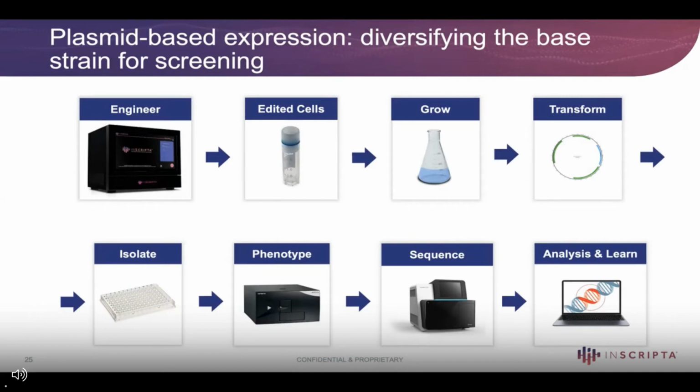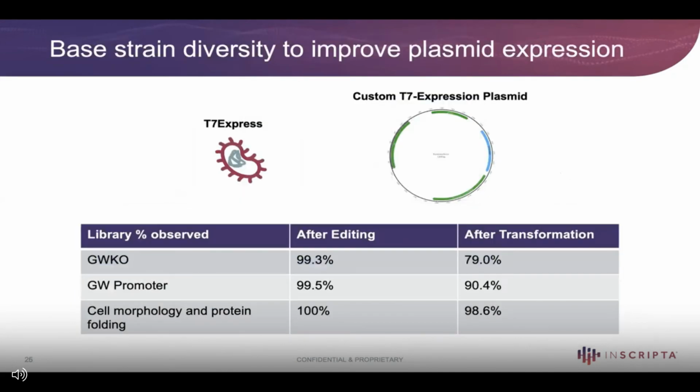And that transformation is then carrying along with it the expression cassette of the gene of interest. We isolate that out into individual colonies, phenotype in a similar way on a plate-based reader, and then use sequencing, both Illumina as well as Oxford Nanopore sequencing, to identify variants and then analyze and learn from those variants.